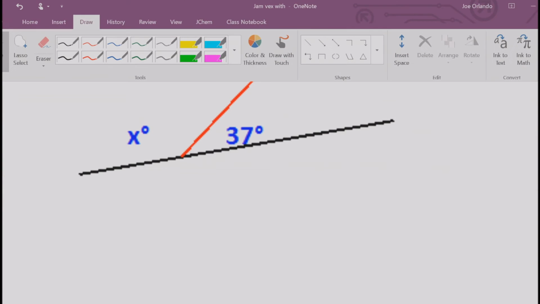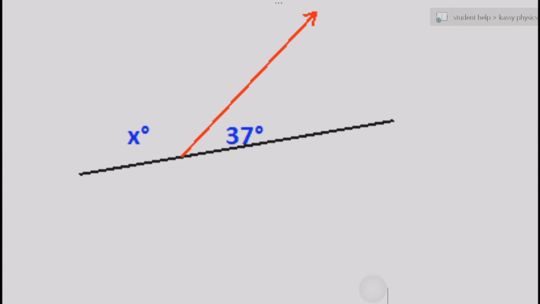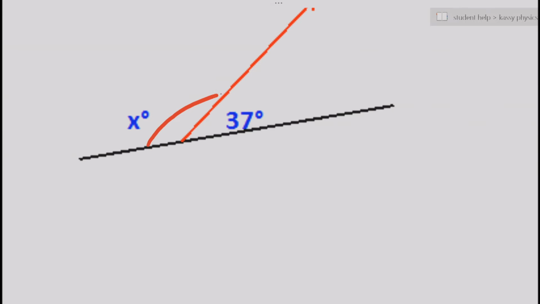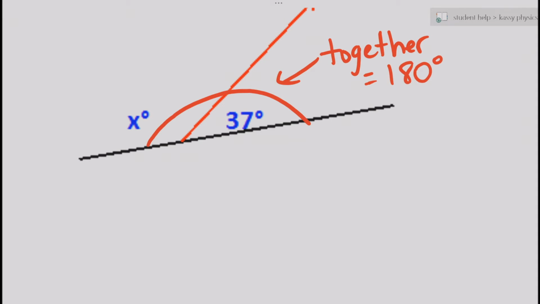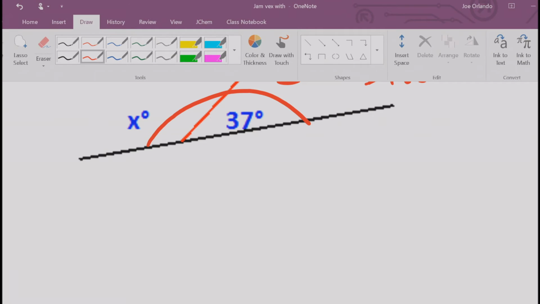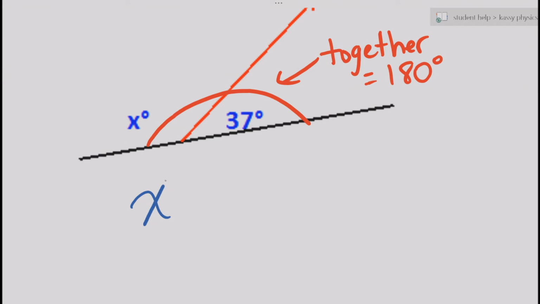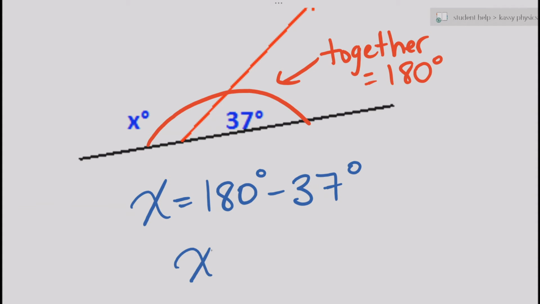Second last, these are called supplementary angles. This is a straight line, which means that these two angles together have to give us a straight line, which is 180 degrees. So if together they must be 180 degrees, then x would just be 180 degrees less 37 degrees, which in this case makes it 143 degrees.